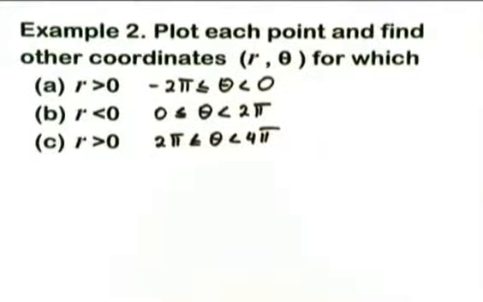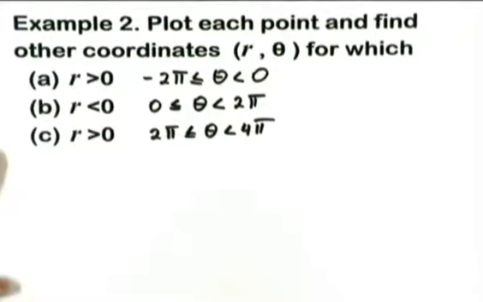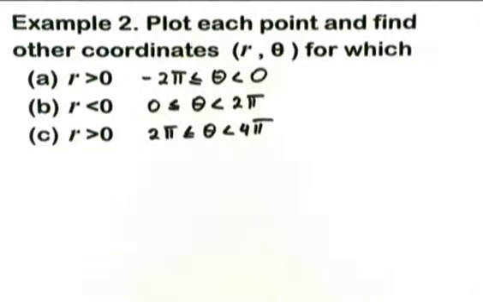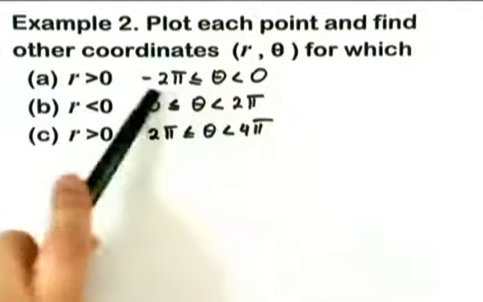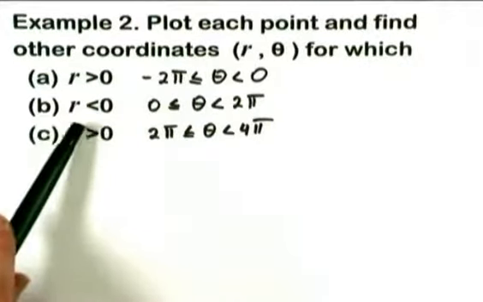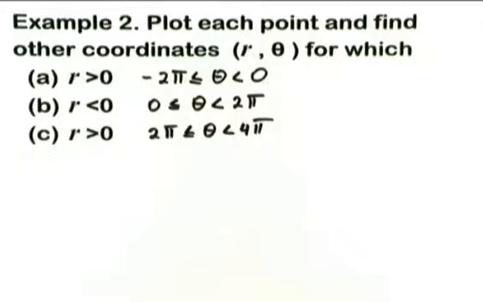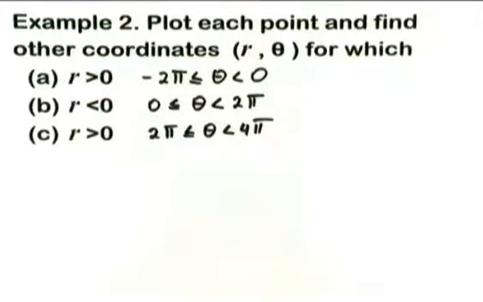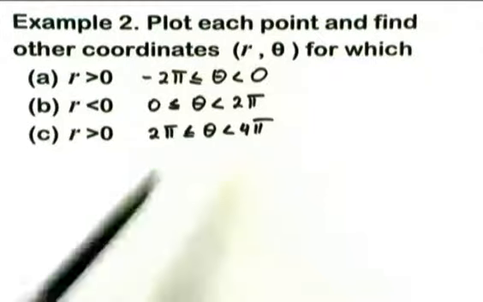Example 2. Plot each point and find other coordinates with (a) r positive and theta between 0 and negative 2 pi, (b) r negative and theta between 0 and 2 pi, and (c) r positive and theta between 2 pi and 4 pi.